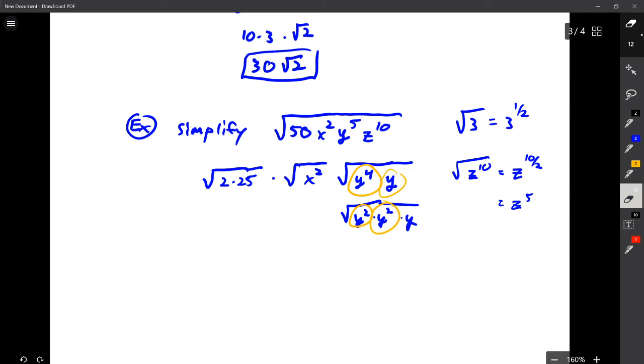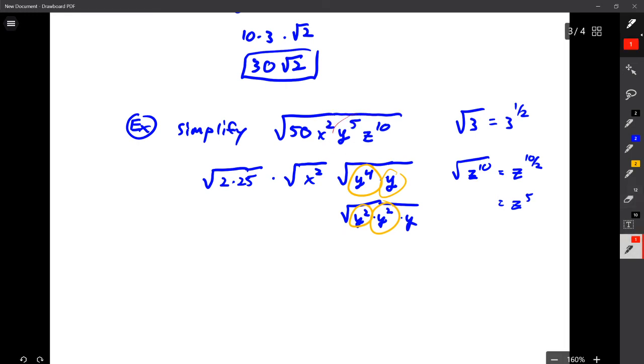Same thing with this square root of x squared. You can cut the exponent in half, and it comes out. In other words, an x squared inside becomes, what's half of 2, but 1, an x to the first outside.